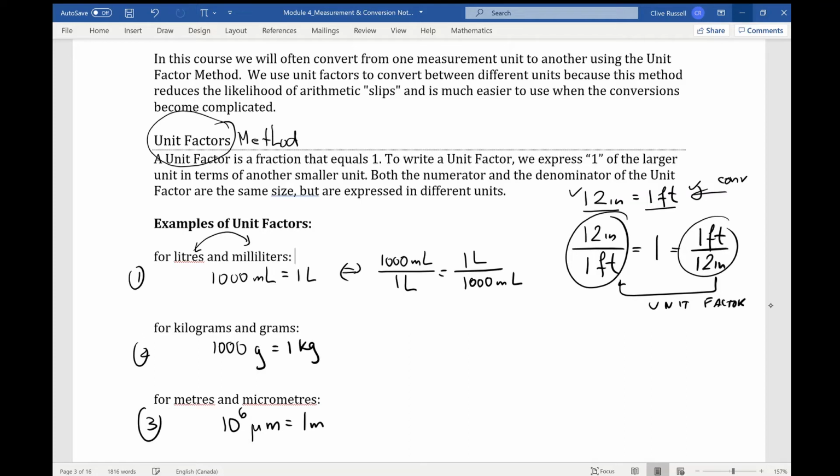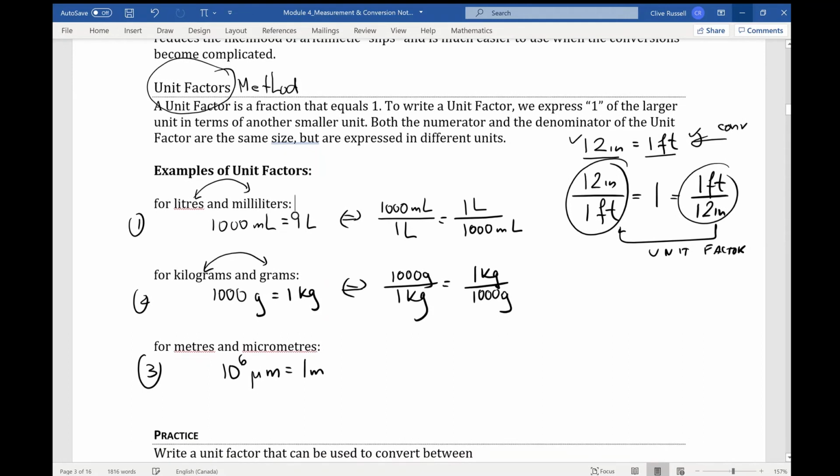Now we want to go between kilograms and grams, either one way or the other. Again, we know that 1,000 grams is 1 kilogram. So from that, we could get two unit factors, which is 1,000 grams over 1 kilogram. It's the same as 1 kilogram over 1,000 grams.